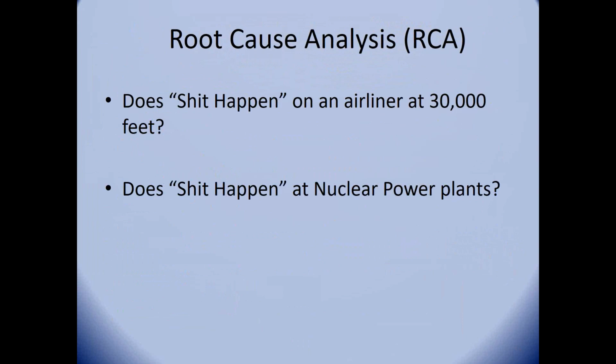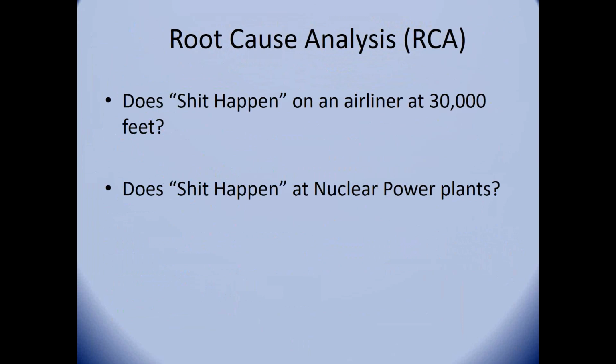These industries, the airline industry and the nuclear industry, the reason they have very few failures is because they use the RCM process. And the RCM process defines these failures that can happen or have happened. And they develop maintenance strategies to make sure the failure never happens. So they do fewer root cause analyses.